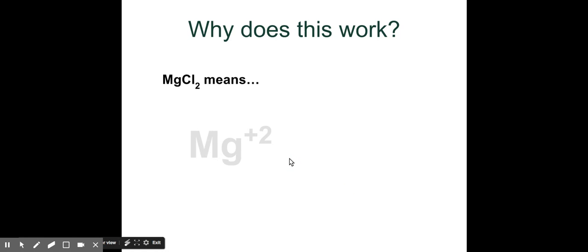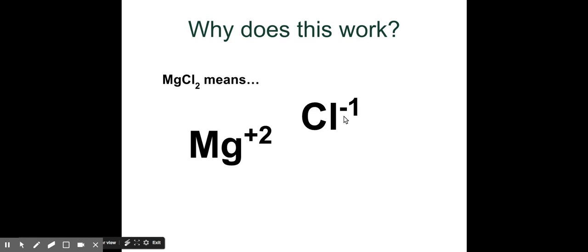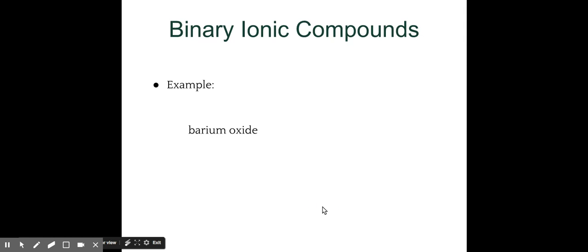But let's look at this a little closer and see how that happens. Why does that work? Well, you have magnesium that has a positive 2 charge, chlorine that has a negative 1 charge. When you add a +2 and a negative 1, that equals positive 1. We need our compound to balance out so that it has an overall charge of 0. So if you add a second chlorine ion, you now have 2 negative charges that will balance out with the positive 2 charge of magnesium.